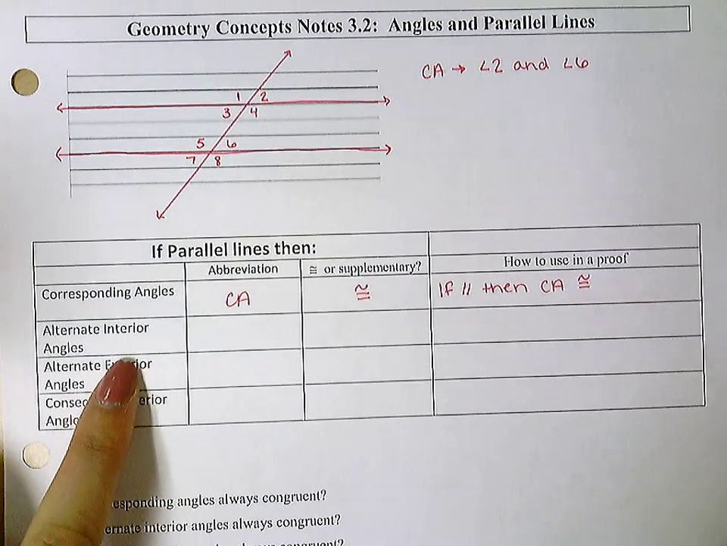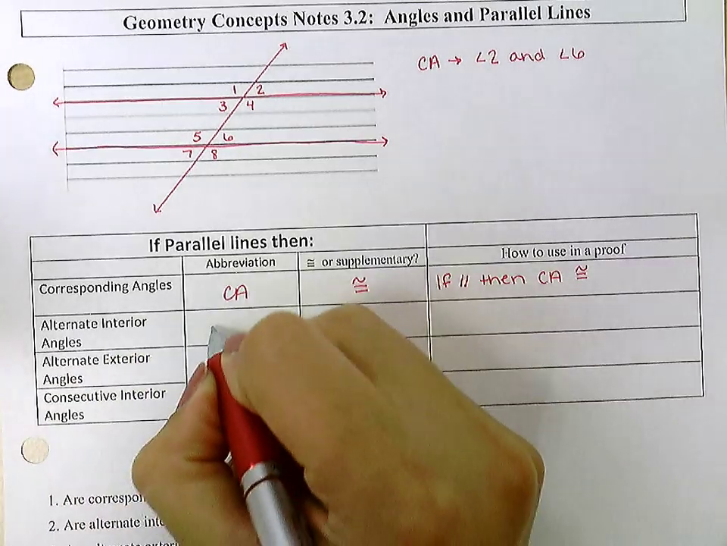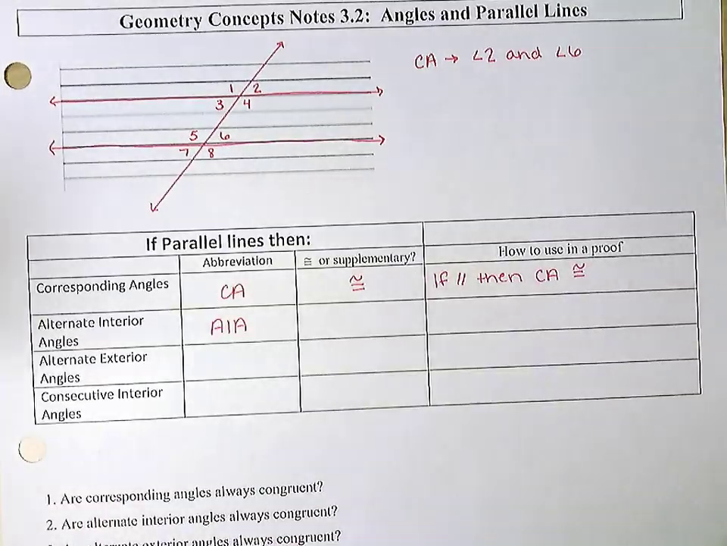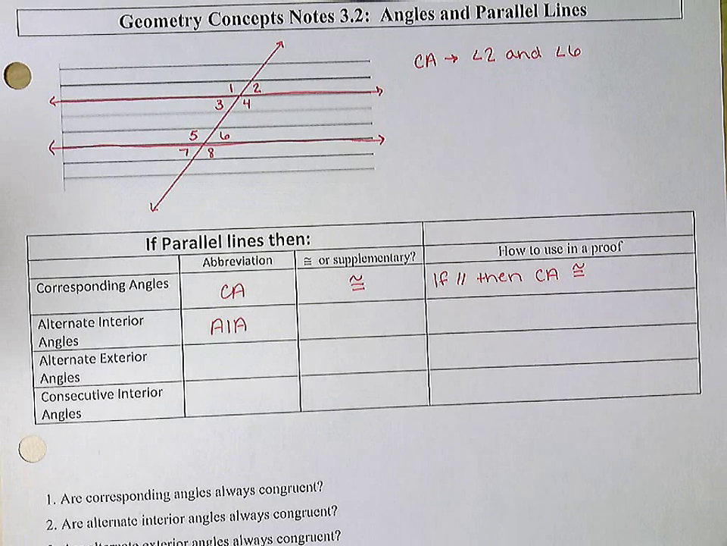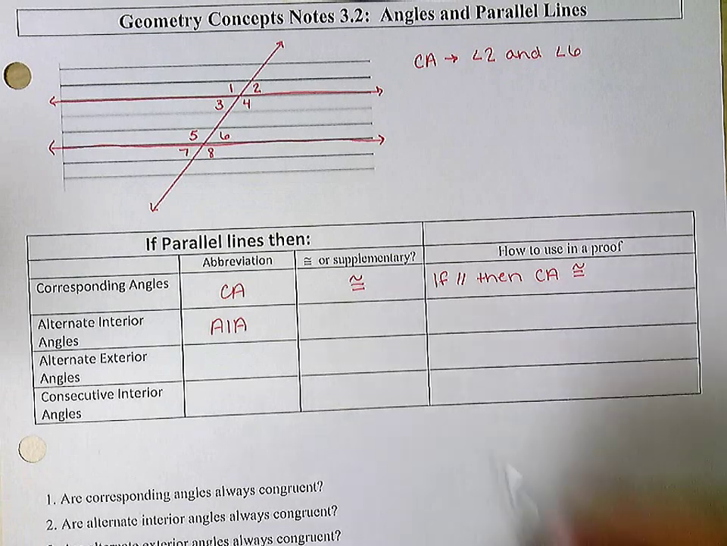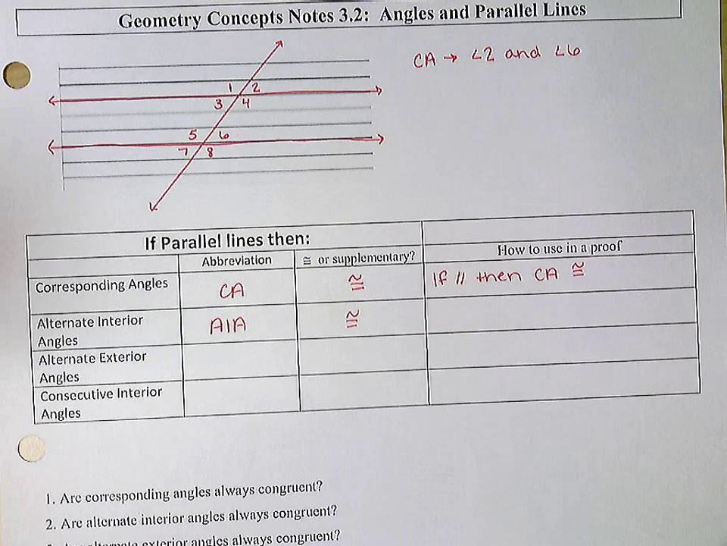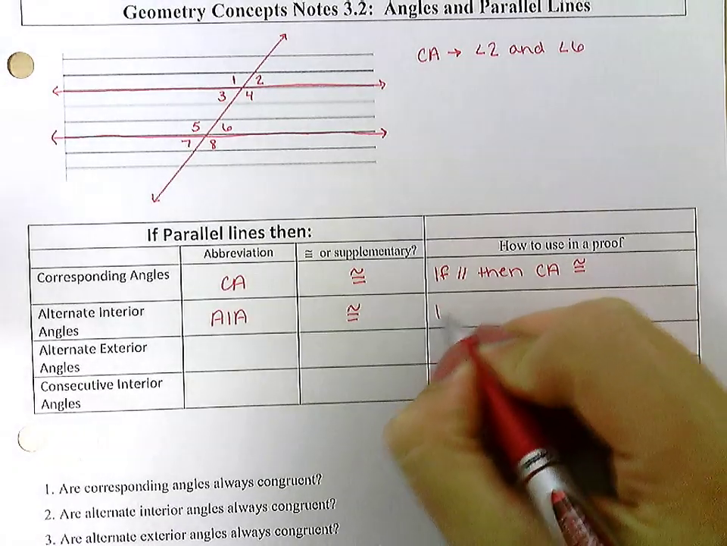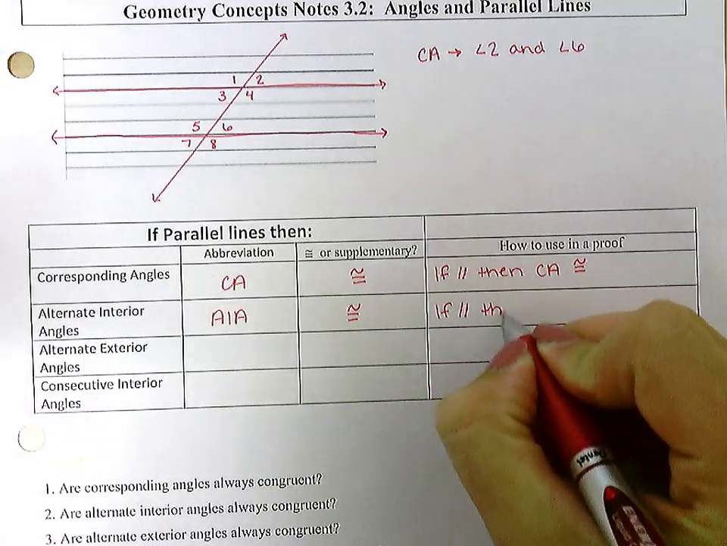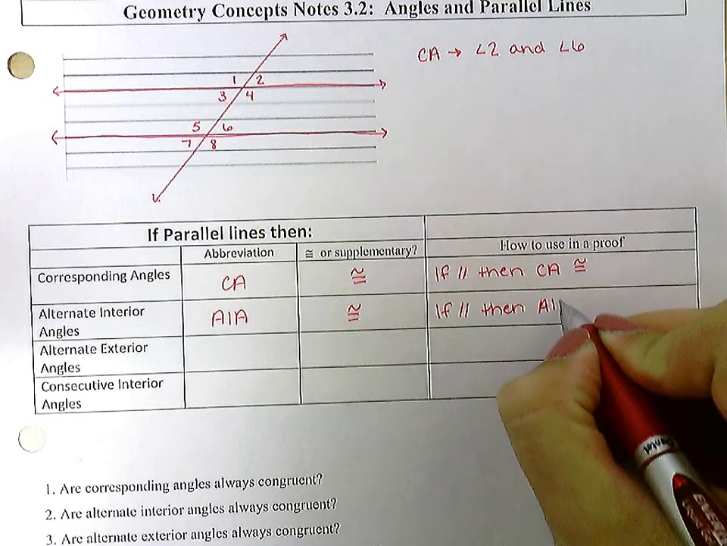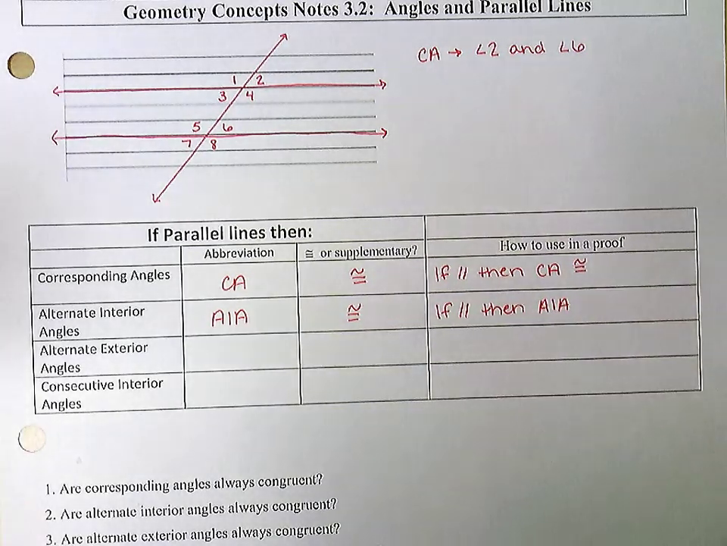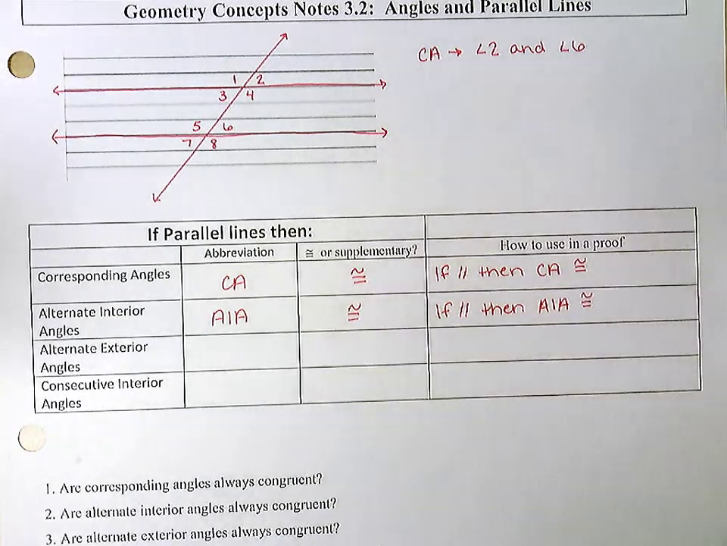Next we have alternate interior angles. Our abbreviation is AIA, alternate interior angle. If your lines are parallel, those angles are also congruent, so they are equal to each other. To use that in the proof, just like the one above, we would say if parallel, then alternate interior angles, AIA, are congruent.